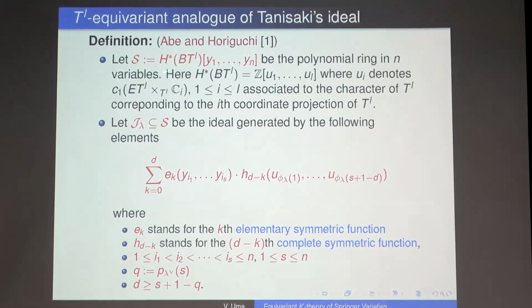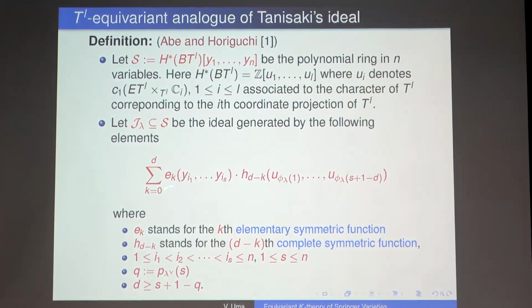This is the cohomology ring, this polynomial ring with coefficients in H star of BTL. So we have already seen that this is Z[u1, up to un]. So we take the polynomial ring generated by y1 up to yn and the ui, where the ui are just the Chern classes of the trivial bundles associated to this ETL; they are elements of the base cohomology ring. And so they are given by the coordinate projections of the character. So this is standard. So we define this ideal in S, which is given by these elements.